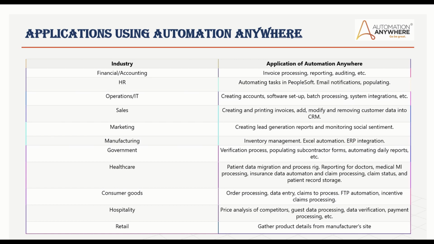Operation IT: it will create accounts, batch processing, system generating. Then sales: creating and printing invoices, modifying customer data in CRM. And healthcare, we can check consumer goods, also hospitality, price analysis for competitors, guest data processing, data verification, payment processing, etc. In retail, gather product details from the manufacturer side. There are more things which I can discuss, but this is the major concern where Automation Anywhere is very reliable to use.